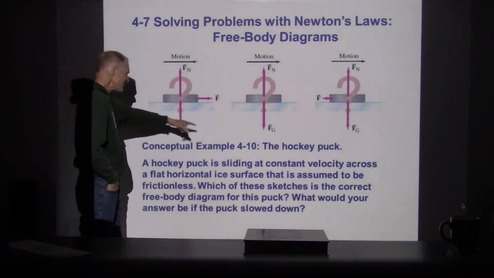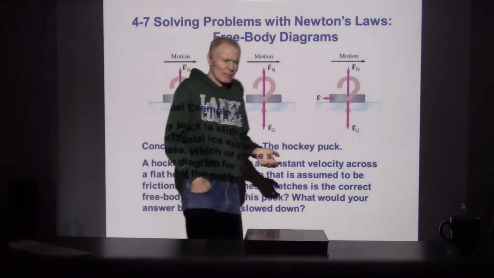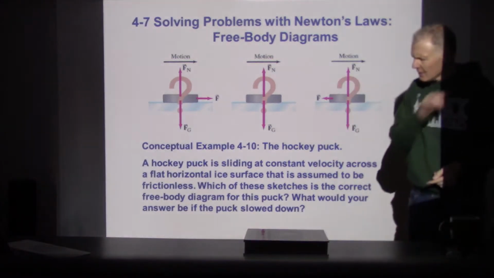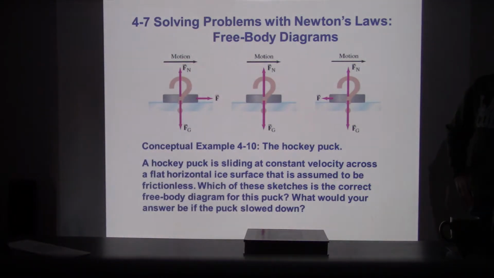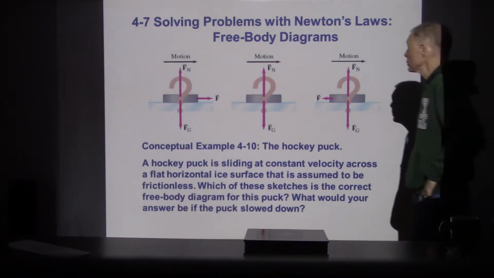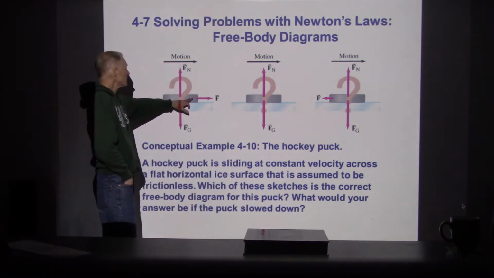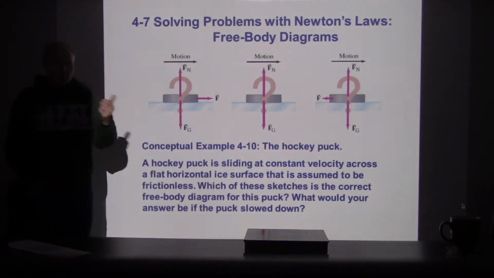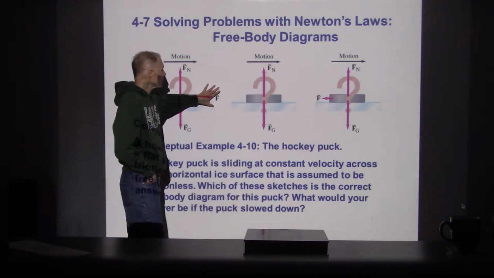Now, it says it's at constant velocity. Constant velocity says the acceleration is 0. So I see this hockey puck going across the ice at this really high speed, but the speed is constant, and that means the acceleration is 0. And that says the net force in the x direction is 0. So we don't need a force to maintain constant velocity. In fact, constant velocity tells us there is no net force. So we don't need this additional force here.